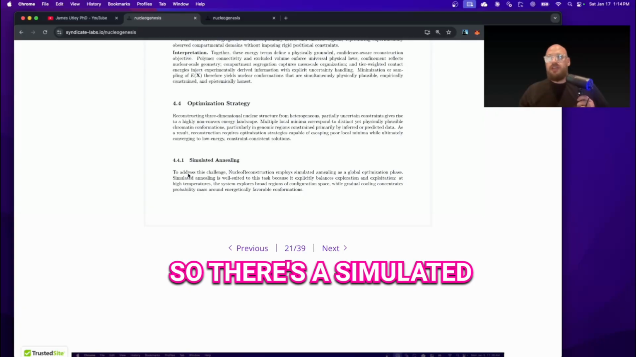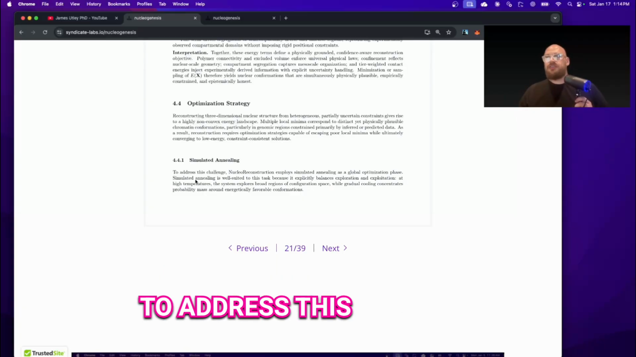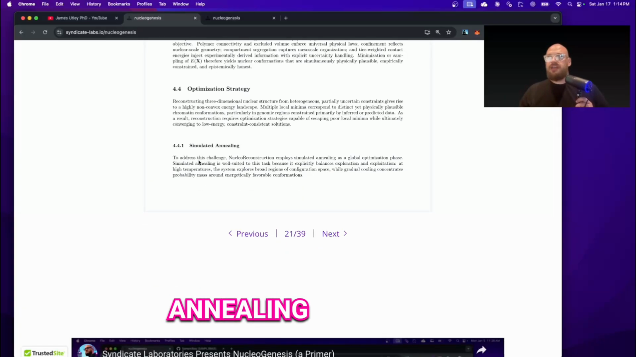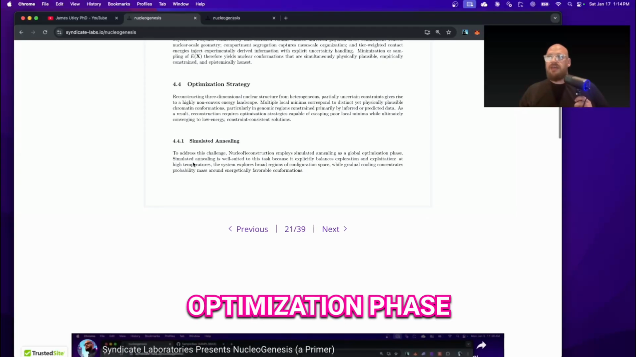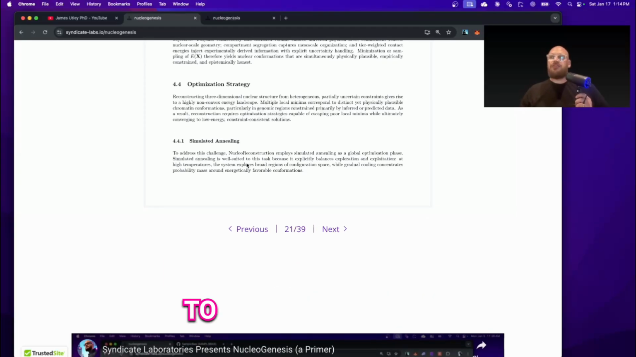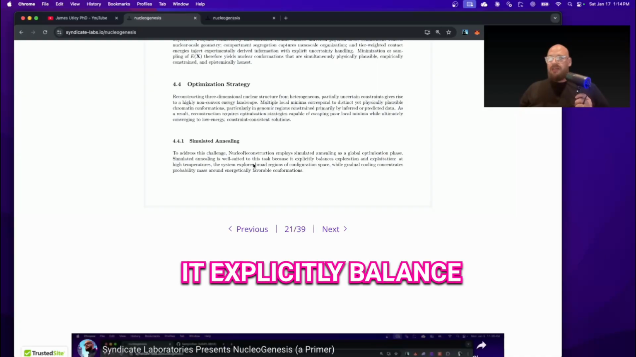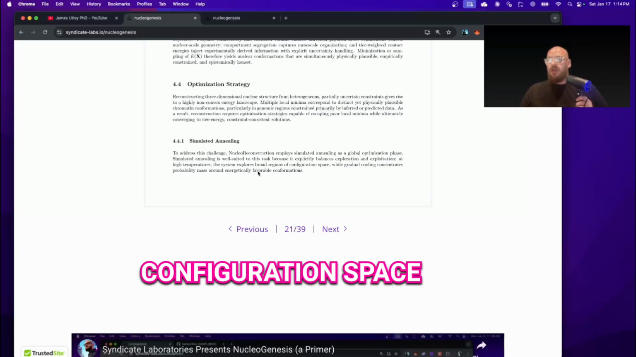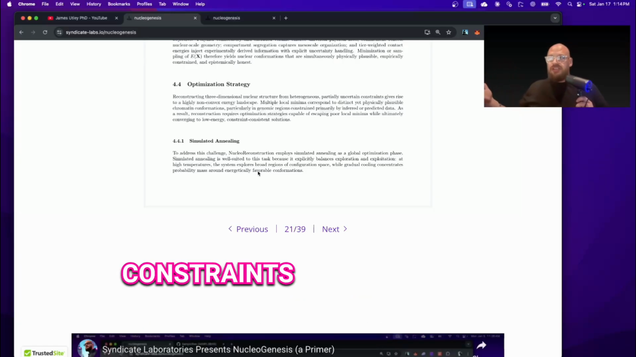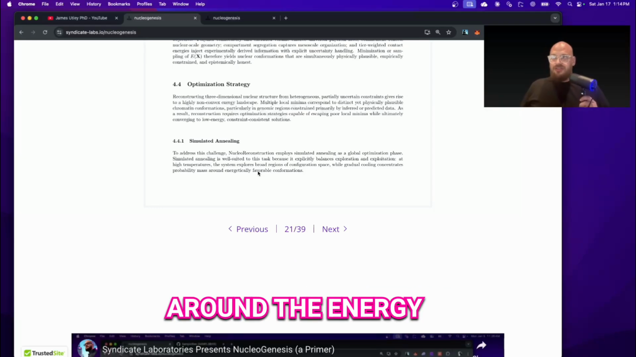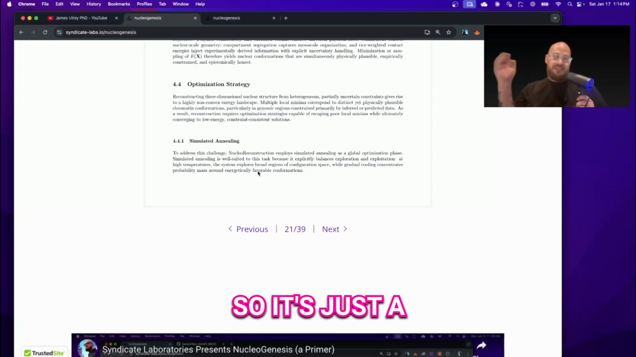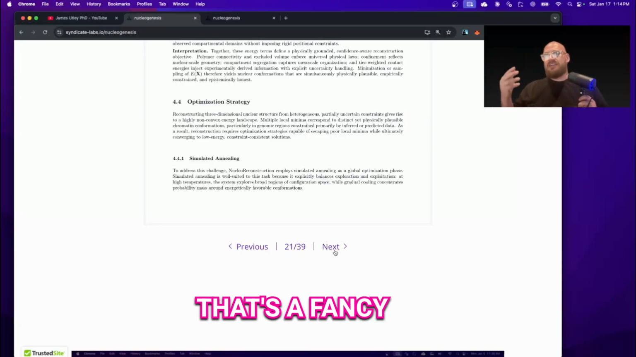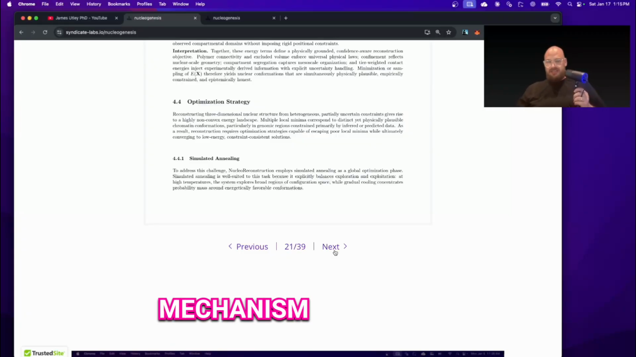So there's a simulated annealing, right? To address this challenge, Nucleo Reconstruction employs simulated annealing as a global optimization phase. Simulated annealing is well suited to the task because it explicitly balances exploration and exploitation. At high temperatures, the system explores broad regions of configuration space while gradually cooling, concentrating probability mass around energy favorable conformations, right? So it's just a kind of a corrective mechanism. That's a fancy way of talking about a corrective mechanism of high heat.